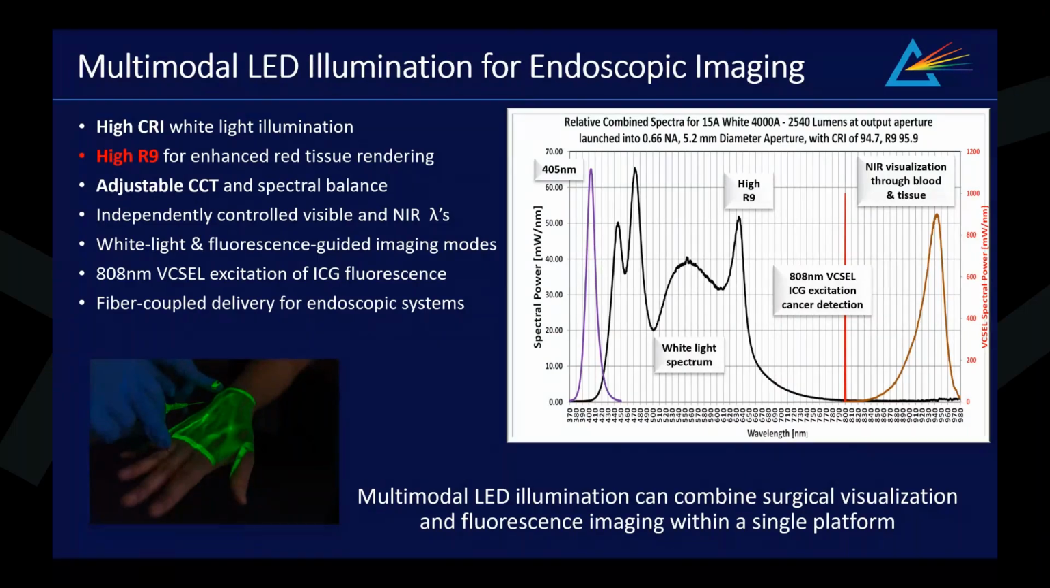Independently controlled wavelength groups can additionally support fluorescence-guided imaging, vascular visualization, tissue differentiation, and enhanced contrast imaging modes depending on the clinical application. The spectral distribution shown here illustrates how broadband white illumination can be combined with additional wavelength bands to support both anatomical viewing and fluorescence imaging within the same illumination platform. In some imaging modes, fluorescence from injected ICG dye may be used to visualize blood or tissue perfusion, while white light illumination continues providing direct anatomical visualization.